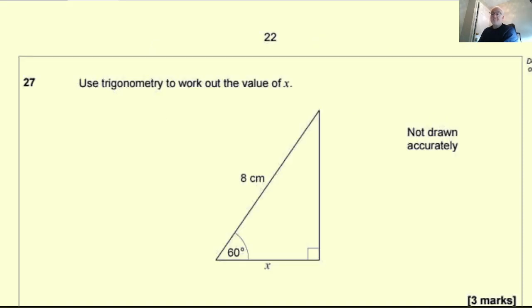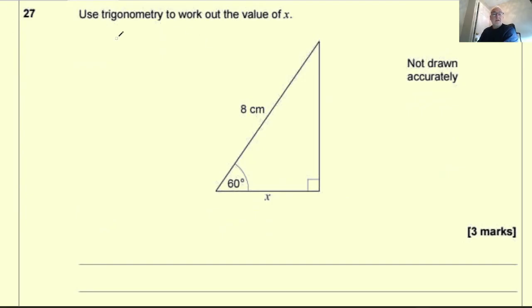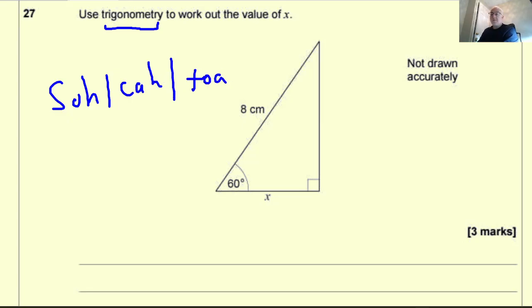Question 27. So it's telling me I've got to use trigonometry to work out the value of x. So what do I know about trigonometry? SOH CAH TOA. Okay, so I need to label my triangle first. We carry this line on across to the opposite side. This is going to be my hypotenuse because it's directly opposite the right angle. If I take the angle they give me, then this side is the opposite because it's opposite the angle, and the other thing that's left is the adjacent.